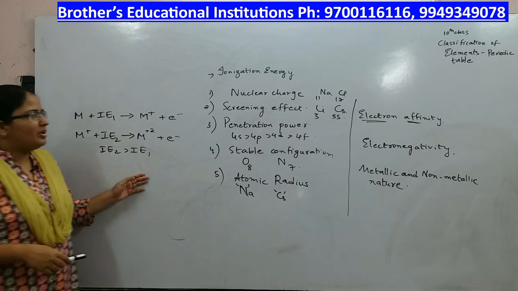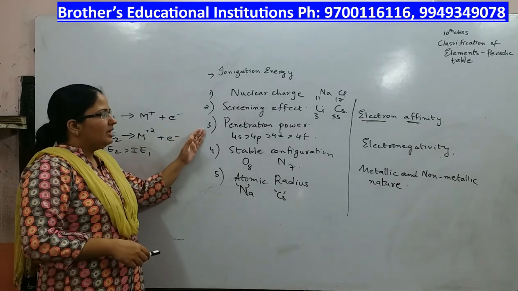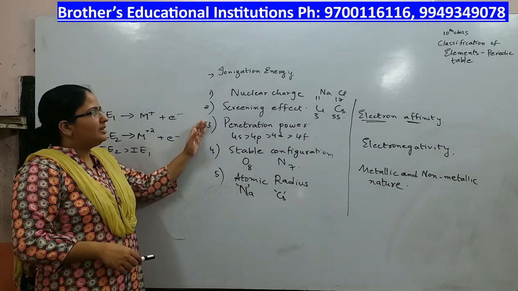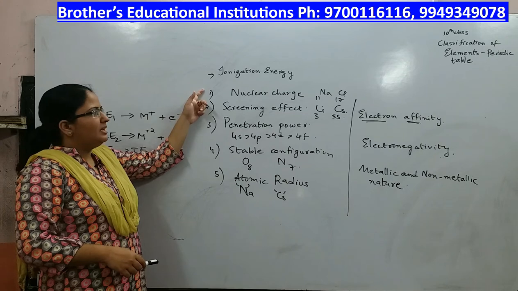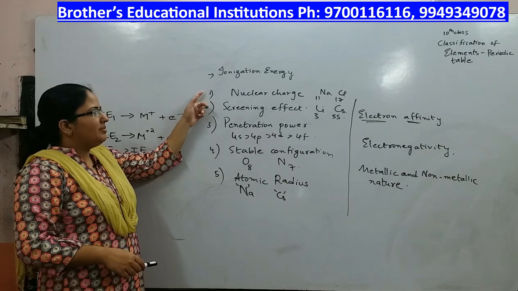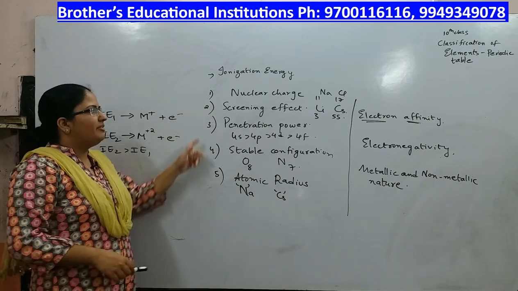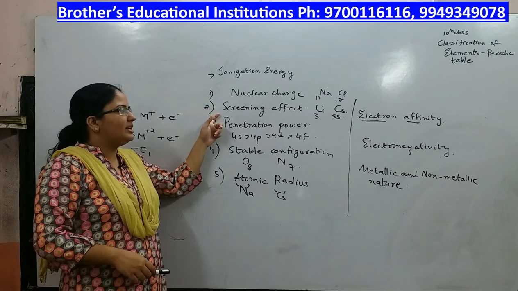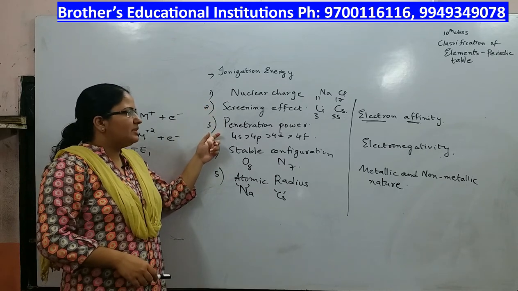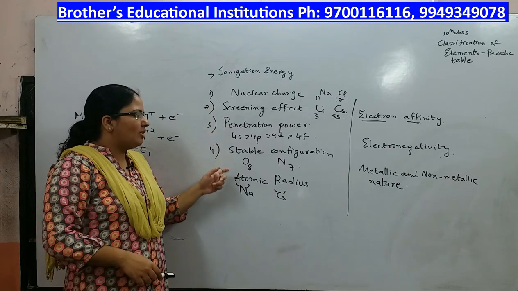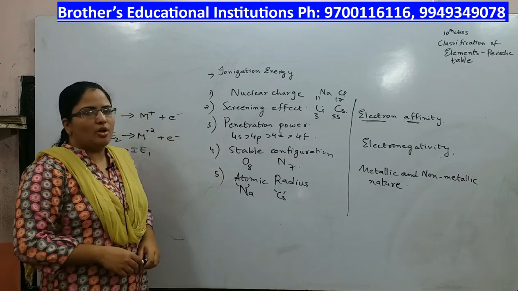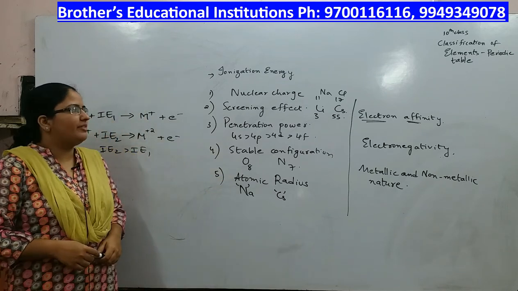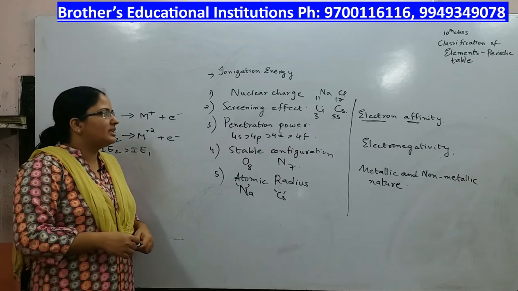Now you have number of headings that are related to ionization energy. That is, ionization energy depends upon number of factors. The first one is nuclear charge, second one is screening effect, third one is penetration power, fourth one is stable configuration, fifth one is atomic radius. Let us see each of the factors. First one is nuclear charge.